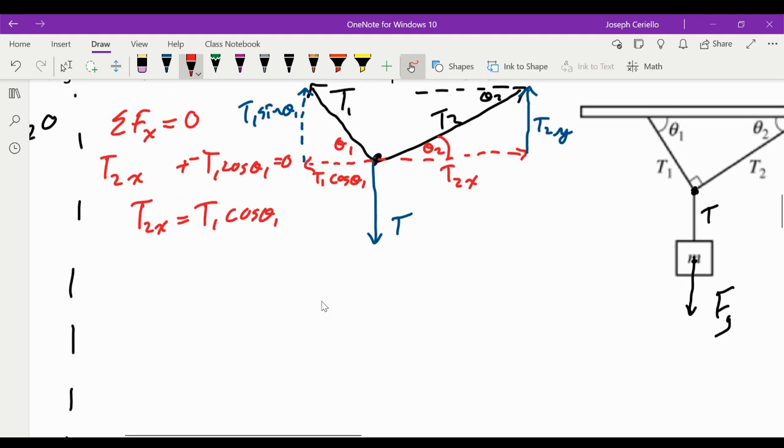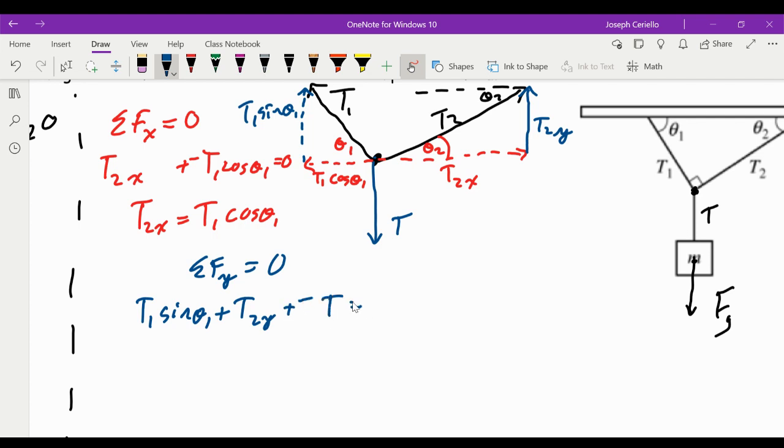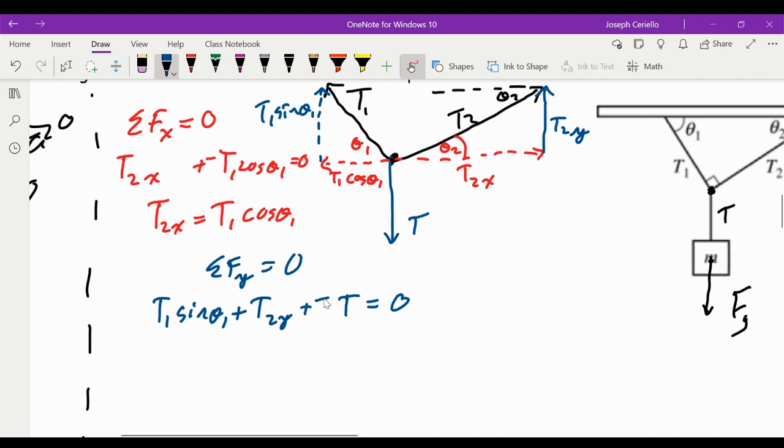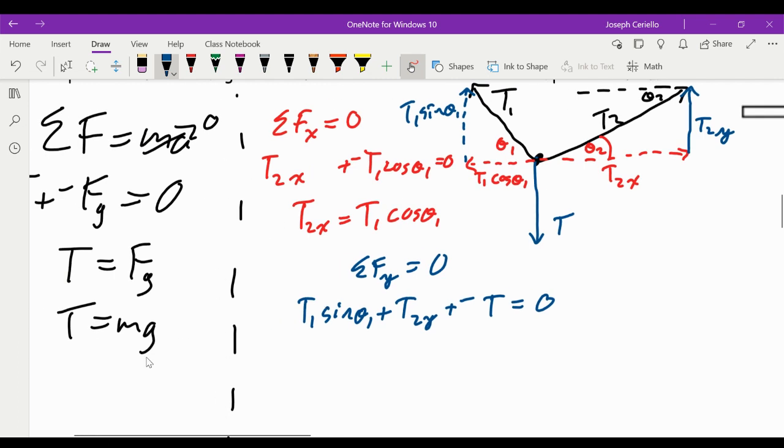Now let's go in the y direction. So in the y direction, the sum of the forces in the y direction is equal to 0. So I have three forces in the y direction. I have T1 sine theta 1, that's positive, plus T2y, which is positive, plus negative T equals 0. One thing you have to recognize, though, is that capital T was not given to us in the question. I made it up. I need to remember that T is equal to mg. So I'm just going to bring that in here.